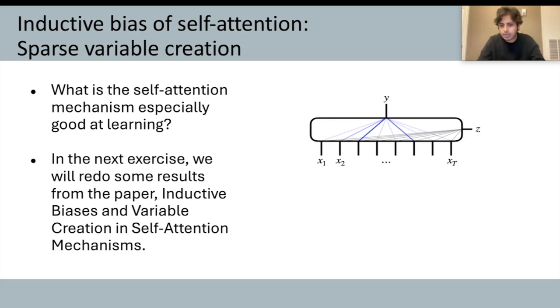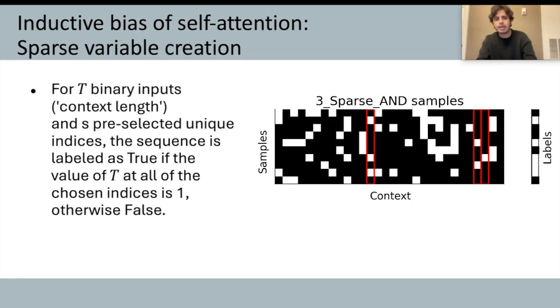And so what are these sparse functions? Mathematically, these are defined as some t binary inputs, which we'll define as our context length. You can think of this also as a time vector. And there's some s pre-selected unique indices, where the sequence is labeled as true if all of those pre-selected unique indices are 1, and otherwise it's false. So you can think of this as a 3-sparse AND function, where we need all 3 of those pre-selected unique indices to be a 1 for that entire sample to be true.